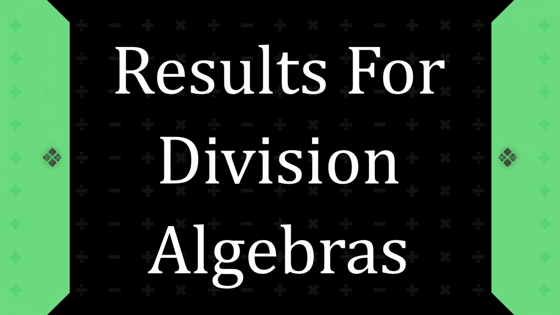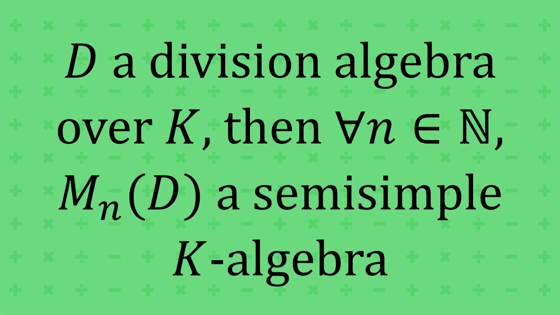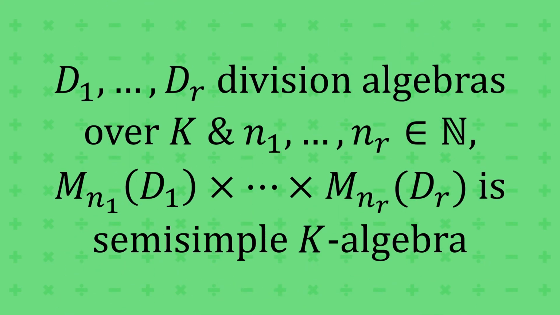Now let's give some results for division algebras. First, if D is a division algebra over K, then for all n in the natural numbers, the matrix algebra of the n by n matrices over D is a semi-simple K algebra. Second, for D1 up to DR division algebras over K and N1 up to NR natural numbers, the direct product of the N1 by N1 matrices over D1 up to the NR by NR matrices over DR is a semi-simple K algebra.